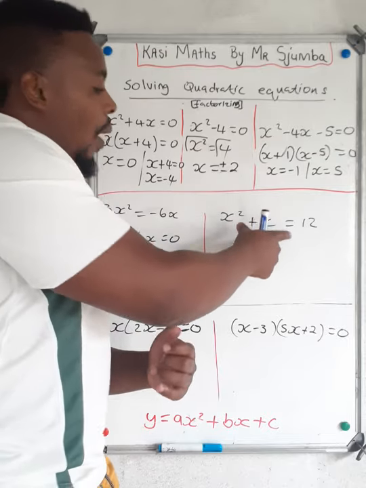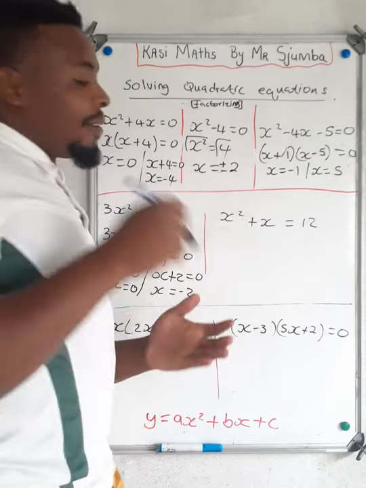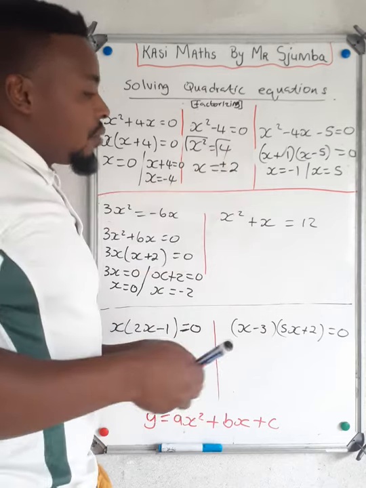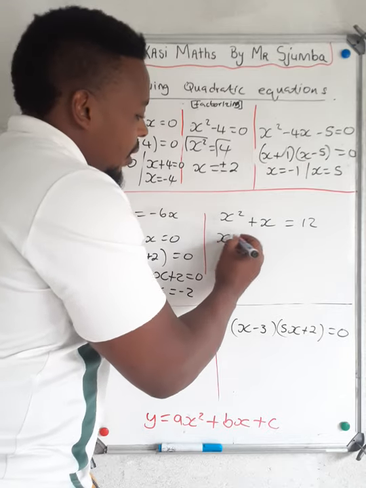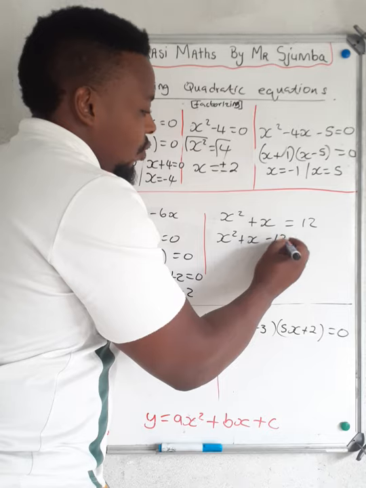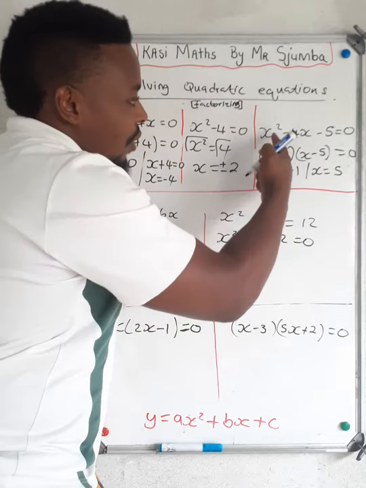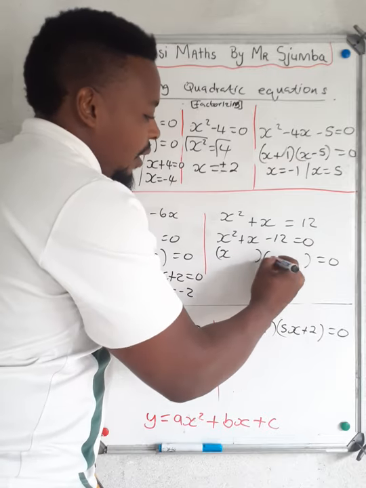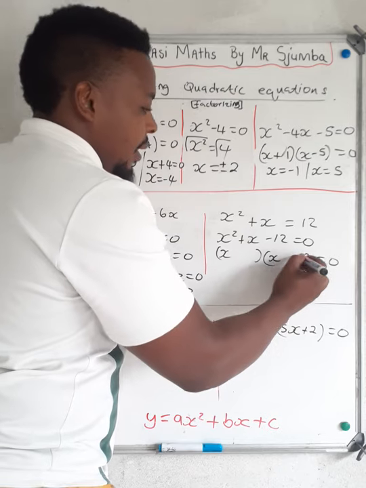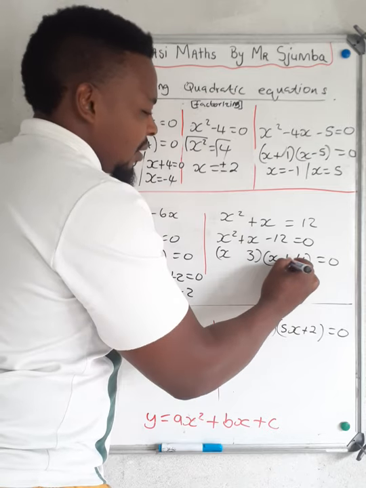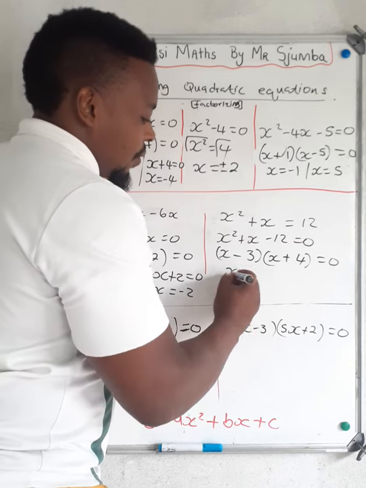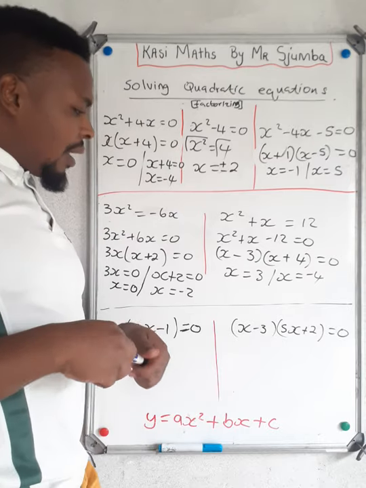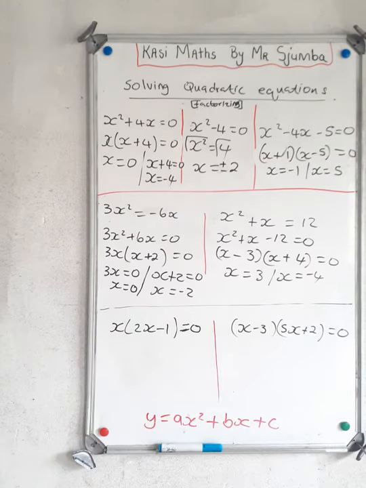Now we look at the quadratic x squared plus x minus 12 equals 0. The first thing we do is put it in standard form, equals to zero. Then we need a, b, c, and find two numbers that multiply to minus 12 and add to 1: plus 4 and minus 3. Then we have x equals 3 and x equals minus 4.